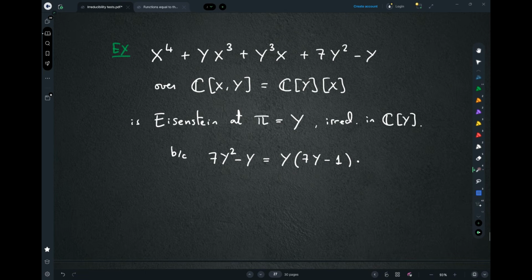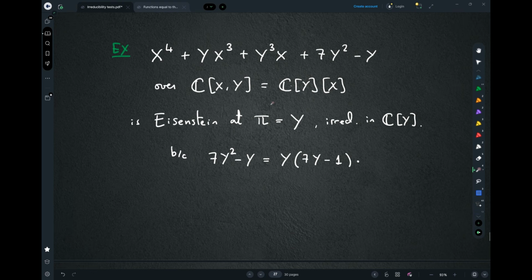Now, let me just give you one last example in terms of polynomials. Polynomials in two variables: I want to prove that this polynomial is irreducible. How do I do that? What I'm going to do is consider this polynomial as a polynomial in x, such that the coefficients are in this ring Z adjoin y.